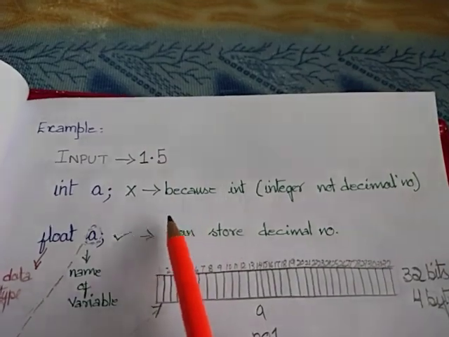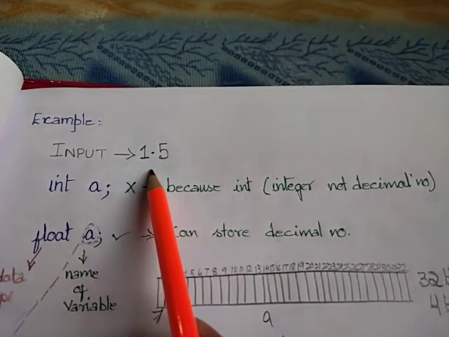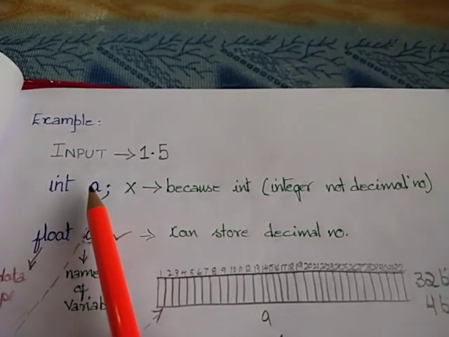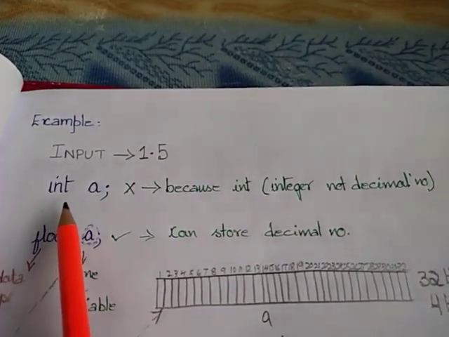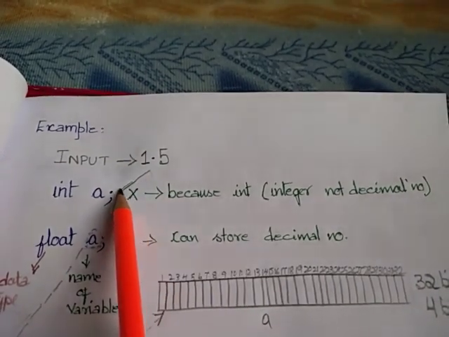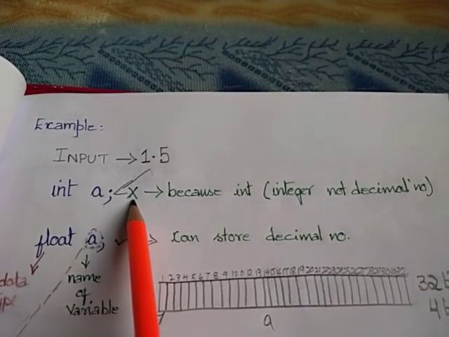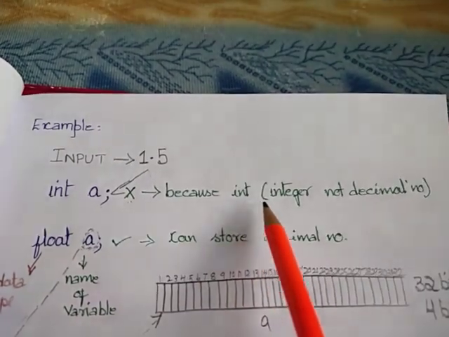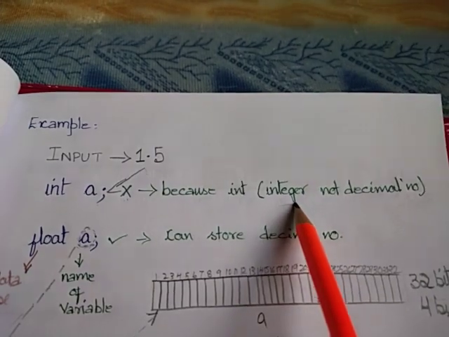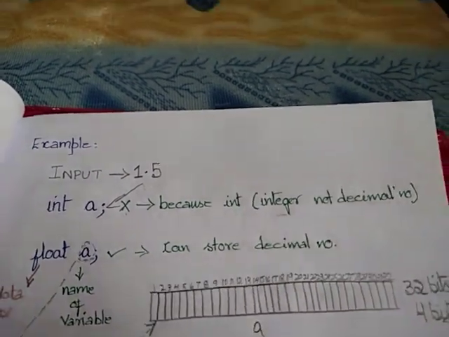Okay, let's see the next example. Suppose you want to input the value 1.5, and over here let's say you declare int a. You want to input the value 1.5 in the variable a. This is a wrong declaration. Why? Because int accepts only integer values, not decimal values or decimal numbers.